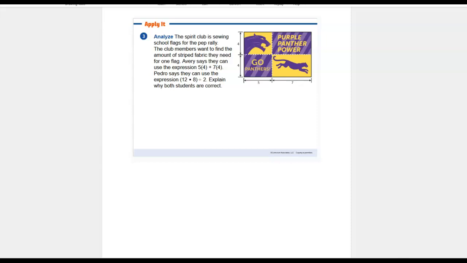Your club is sewing school flags for the pep rally. The club members want to find the amount of striped fabric that they need for one flag. So only these areas, right? The Go Panther and the Purple Panther Power, because those are striped fabric. Avery says they can use the expression 5 times 4. She's talking about these 2 dimensions. And 7 times 4, she's talking about this dimension right here. Notice the 7 came from the bottom right there. The 4 comes from the side right here. If you add those together, you'll get how much they need.